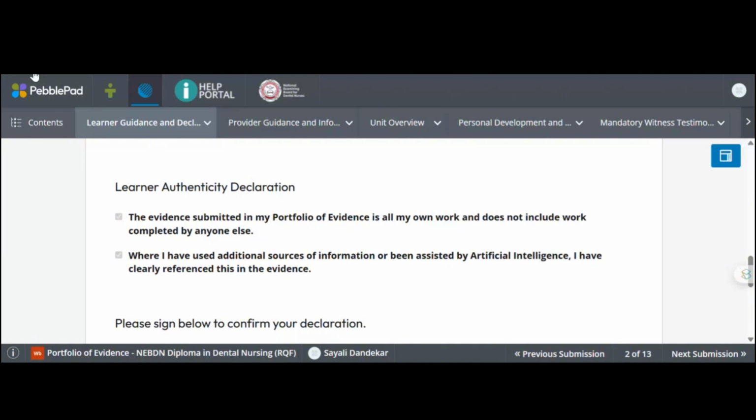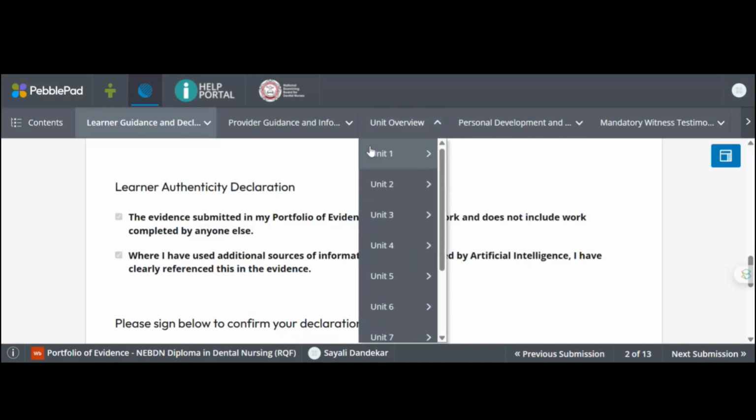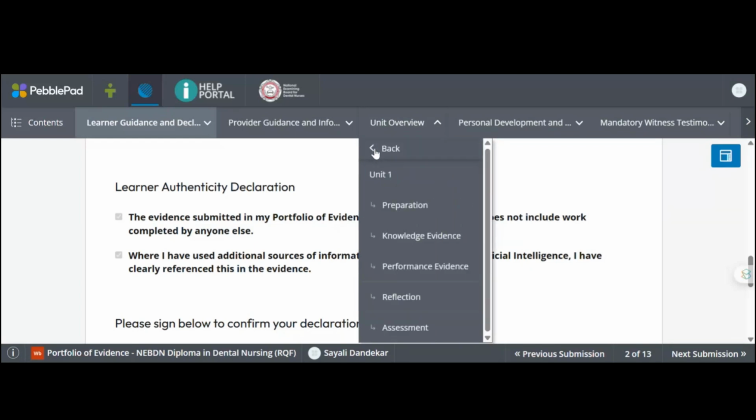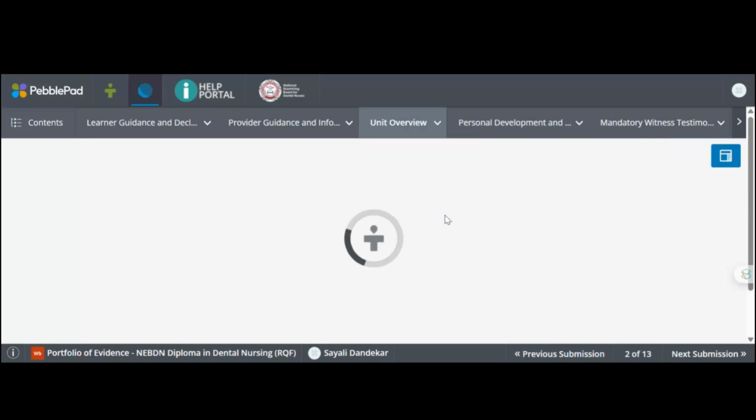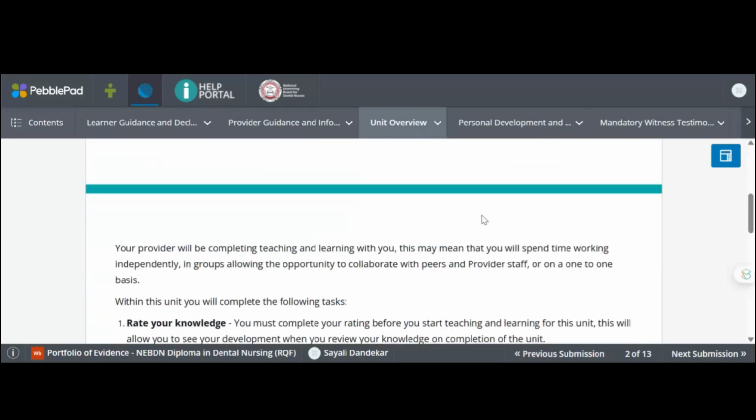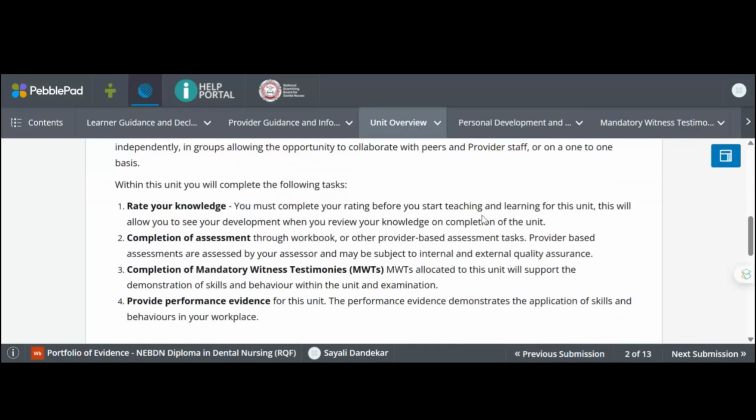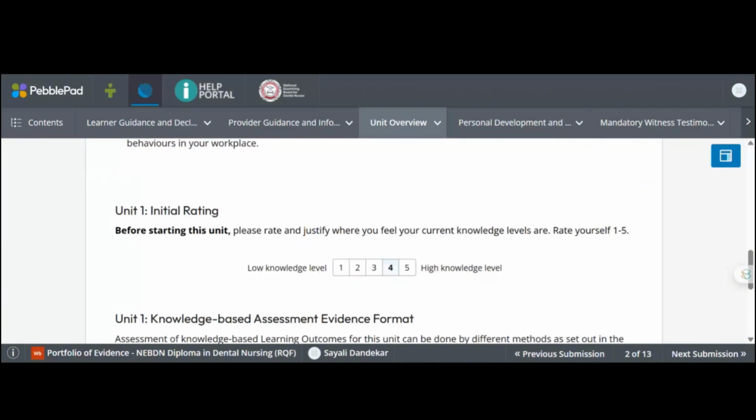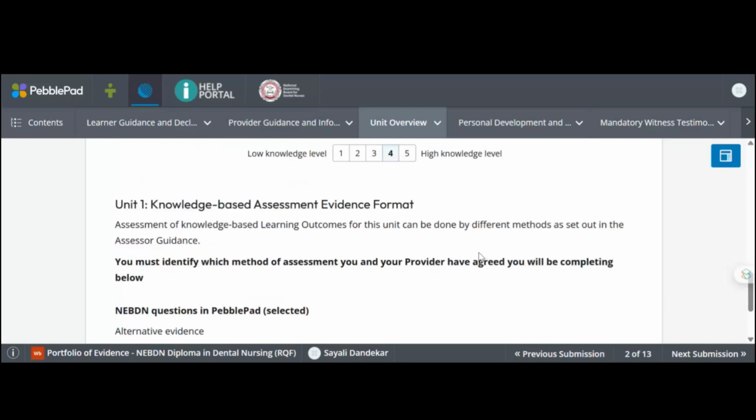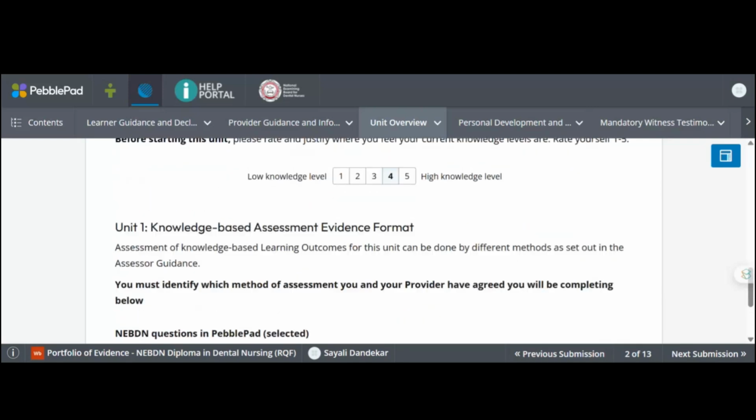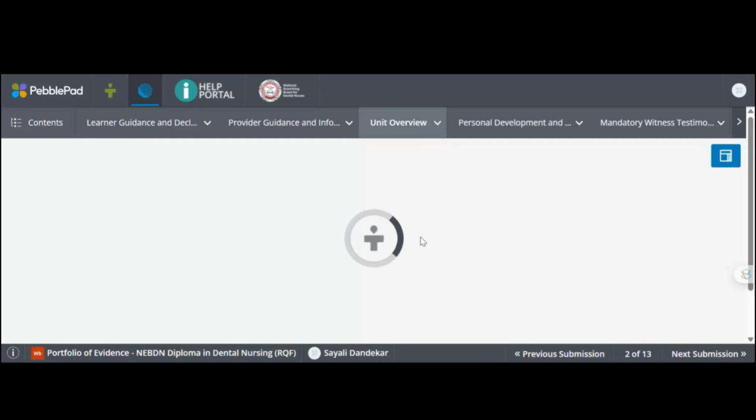And I'll just give you a quick overview of all the parts we have already gone through in the presentation. This is how your unit looks. If we go towards unit 1, there are these 5 sections. The first section is the preparation one. In this section, you will assess your prior knowledge about the topic, right? Again, as I told you about the rating you will give, you have to mention the reason as well, why you have given yourself 4 or 5. After that, we have knowledge evidence.